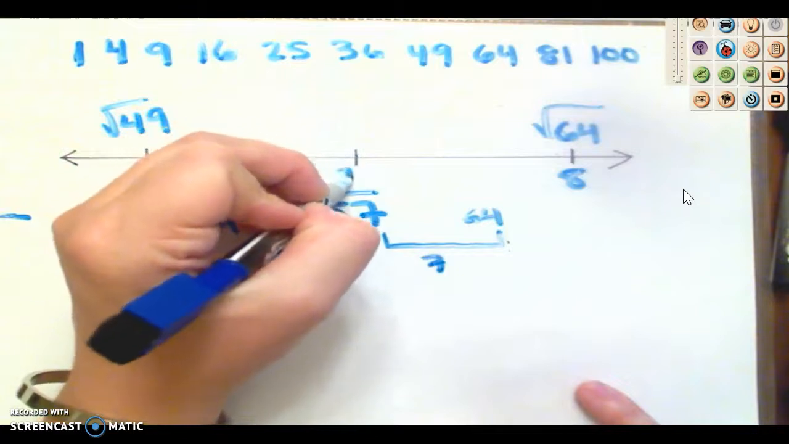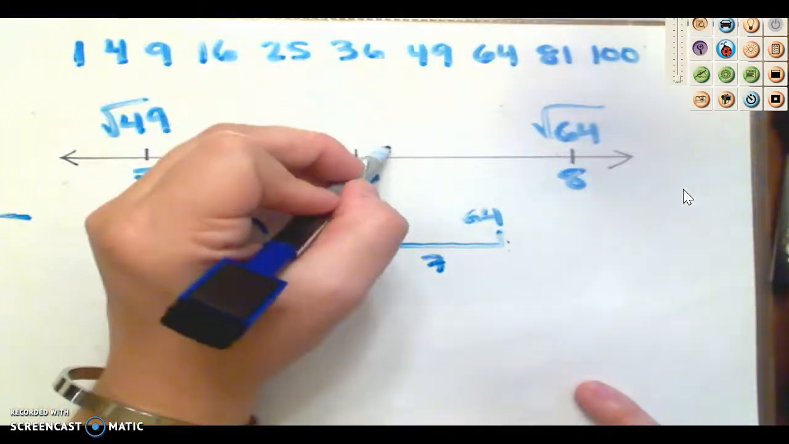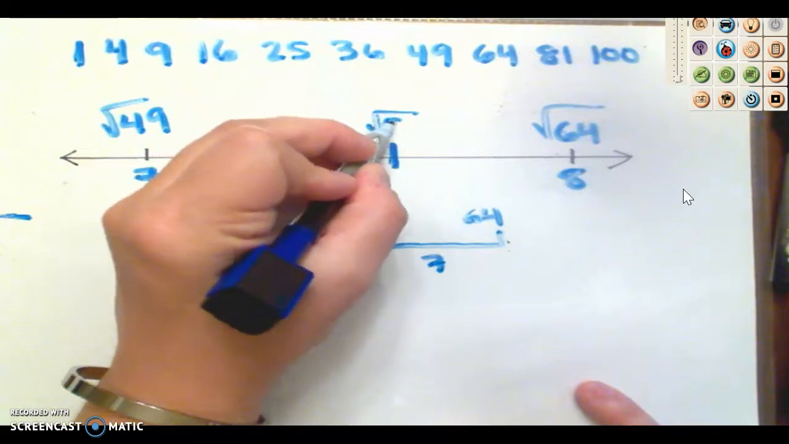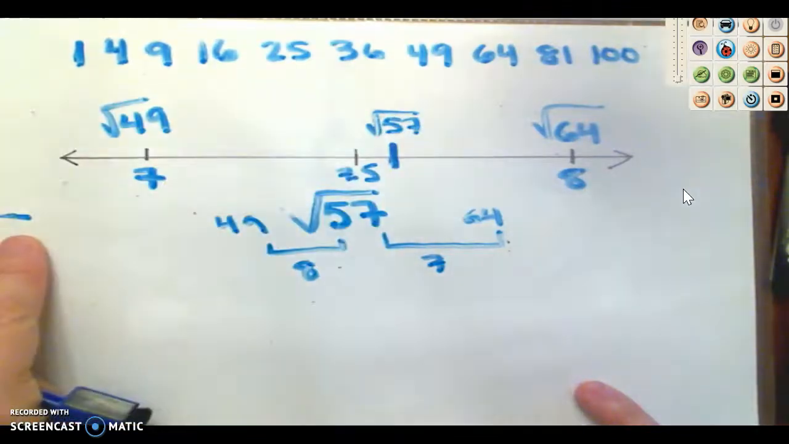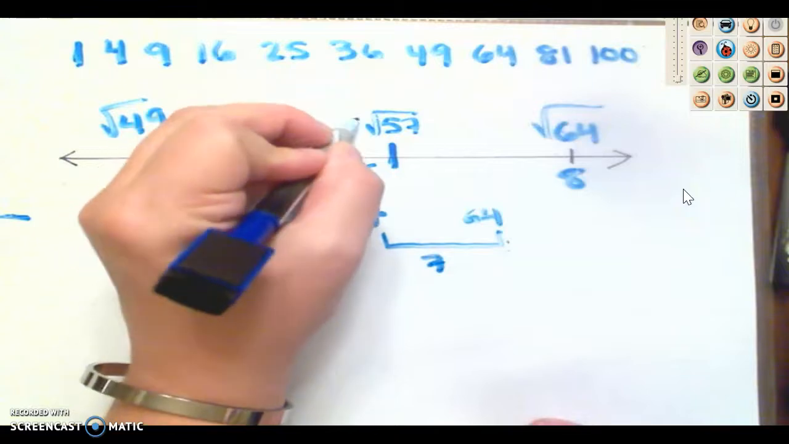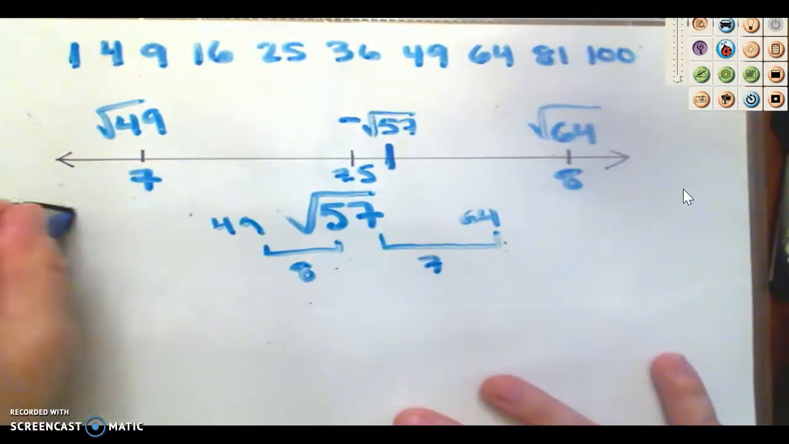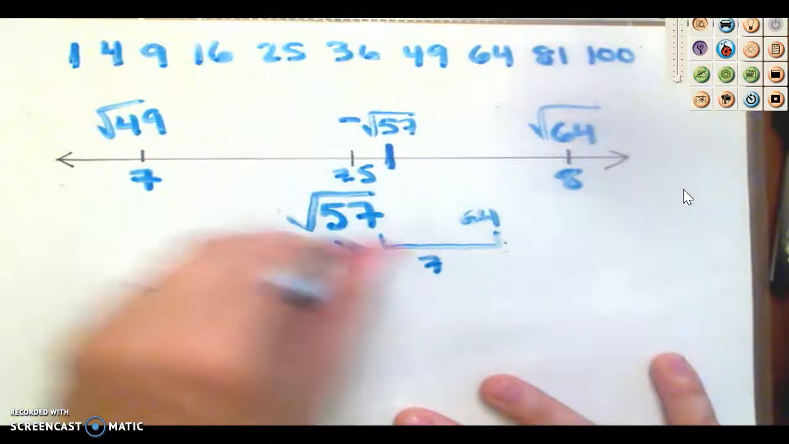So if this was 7.5, it's probably about right here, maybe around 7.6. But again, we took off that negative just so we could really focus on the square root. So all I would have to do is put that back in there. So it's approximately negative 7.6.